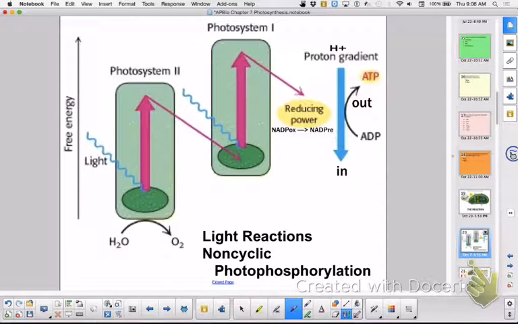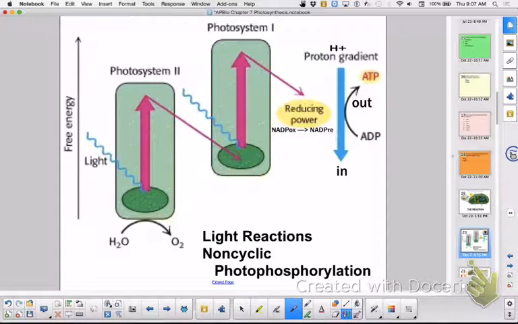So here comes the sun traveling in waves. Particles of light are called photons. Say that with me, hand up in the air. Here comes the sun traveling in waves. Particles of light are called photons. Okay, perfect.